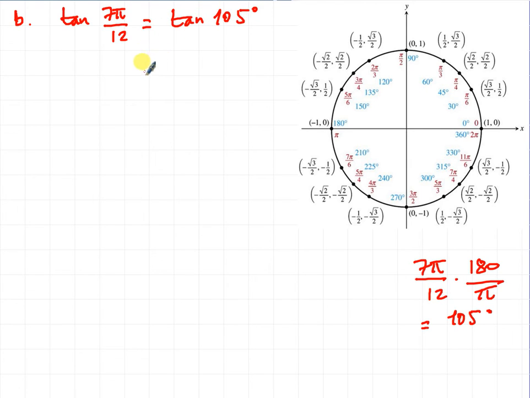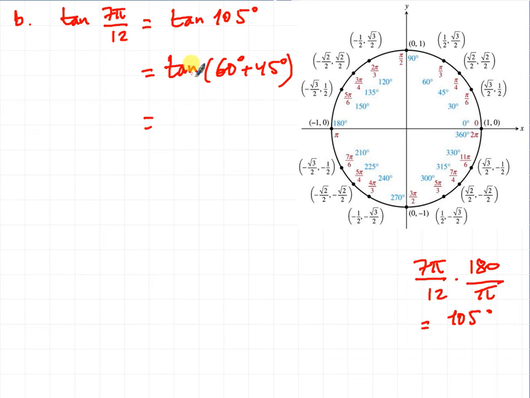Now, 105 degrees is not on the unit circle. So how can I write 105 degrees? Or what two angles add up to 105, or the difference between them is 105, such that those two angles are on the unit circle? One option is to take 105 as the sum of 60 and 45 degrees. 60 plus 45 is 105.